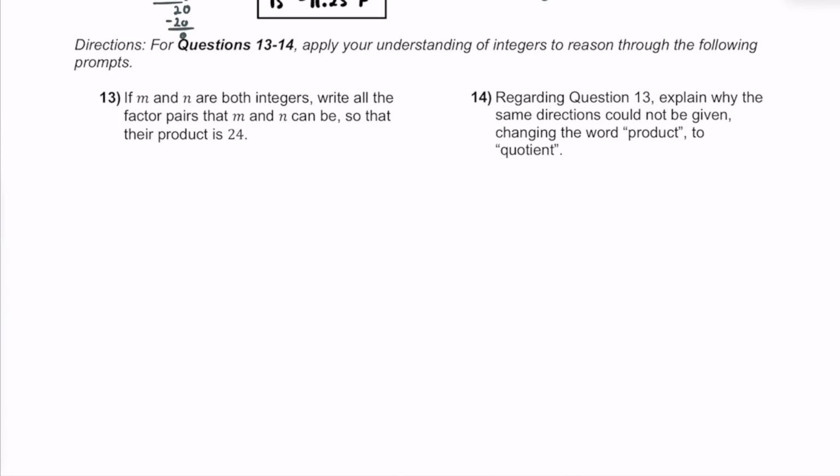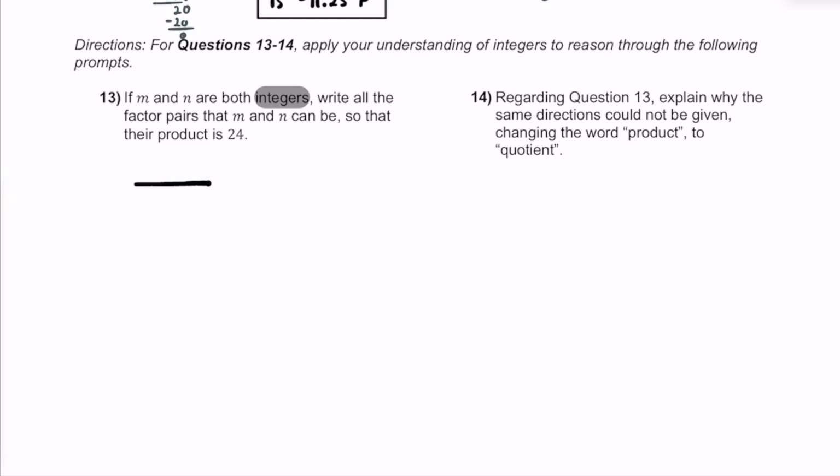For numbers 13 and 14, let's just go ahead and apply our understandings of integers to reason through each of the following prompts here. All right, so in number 13, it says if m and n are both integers, so just keep in mind that integers can't be any fractions or decimals, okay? We're going to go ahead and write all the factor pairs that m and n can be so that their product is 24.